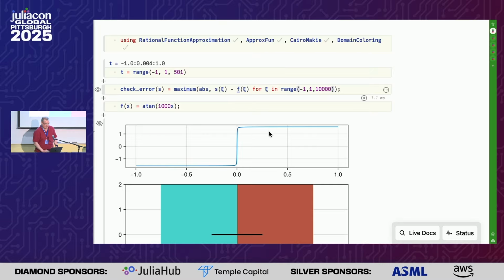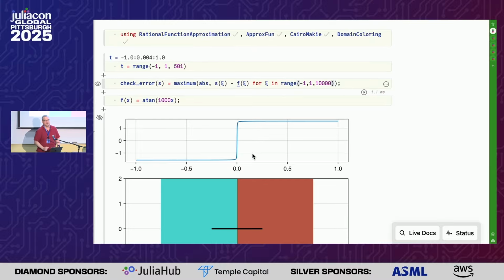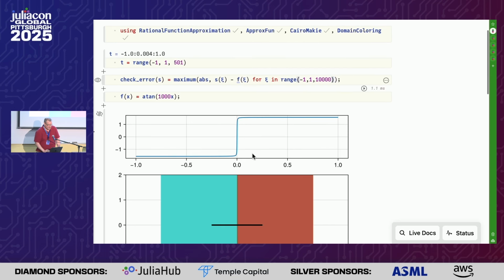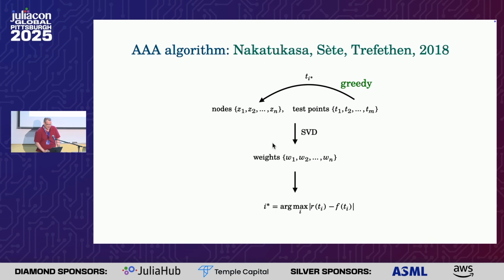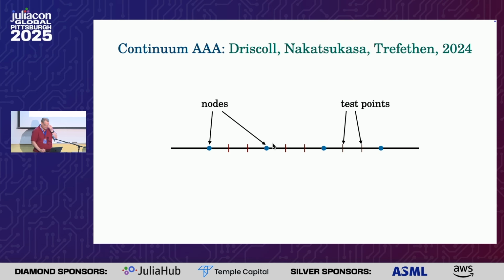It's long been known that you could have the nodes approach the singularity exponentially, and that would restore very efficient convergence. Of course, you'd have to know in advance where that singularity was. So to address the situation, last year I joined up with Yuji and Nick Trefethen to write a paper in which we described a continuum version of the AAA algorithm.